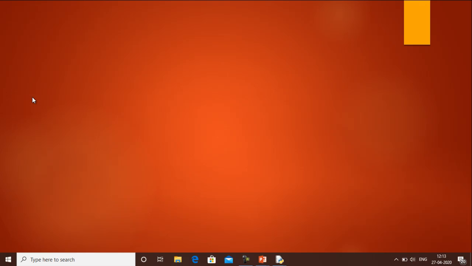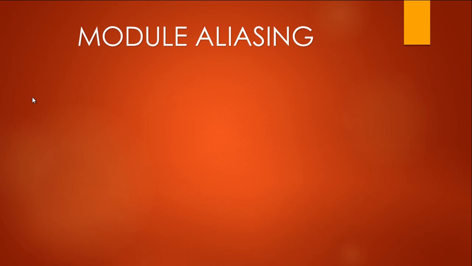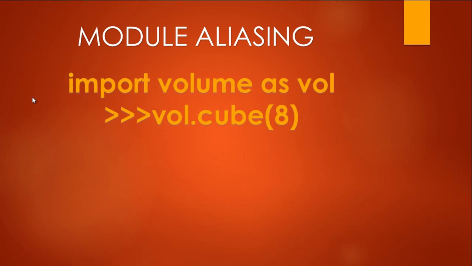Now let us see what is the next topic with us. The next topic is basically module aliasing. Module aliasing means to give an additional name to the module. And how can we do that? Suppose we have a module named volume with us, and if we want to give an additional name to that module, how can we do that?